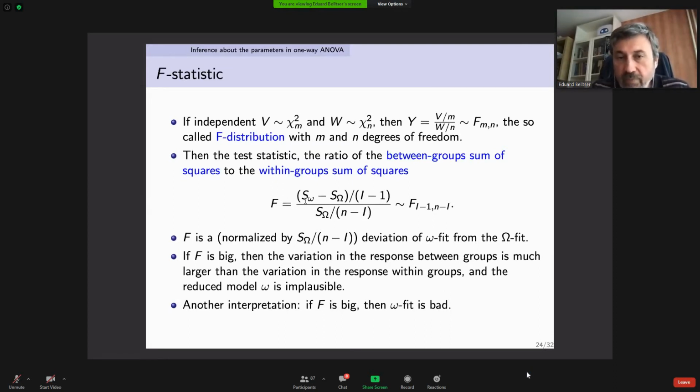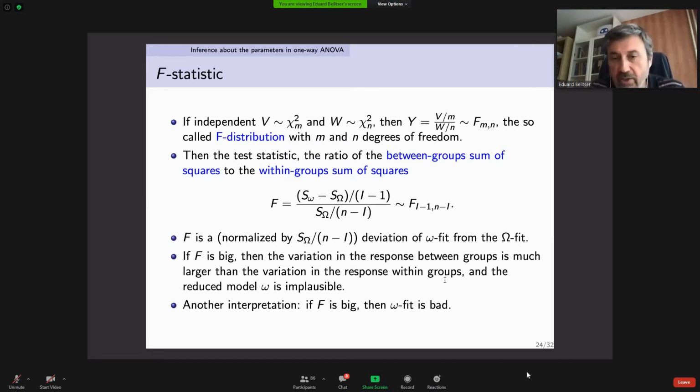So if this is big, that means omega small is far away from omega big. That means bad fit, the reduced model is doing badly. That means the factor is there. So it's important to consider the factor. But if it's small, if it's not too big, then we say, well, the reduced model is doing as good as the big model. That means the factor is not really important, okay?